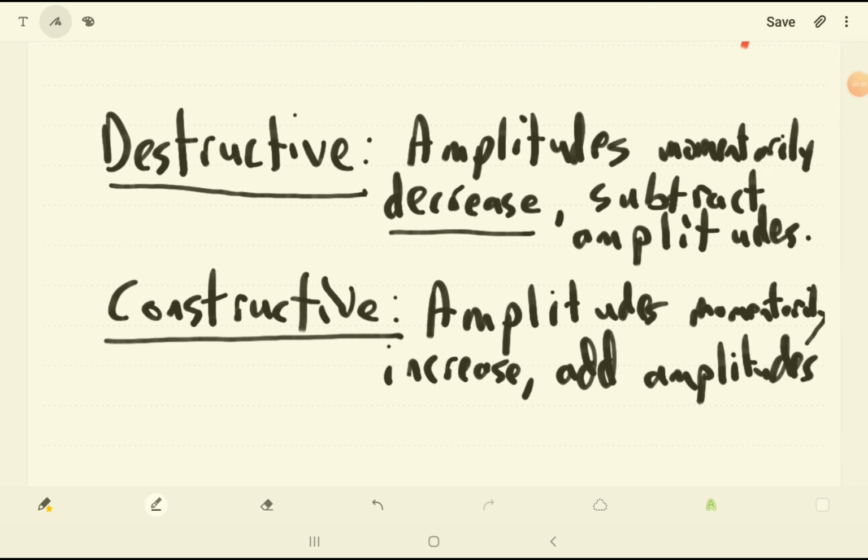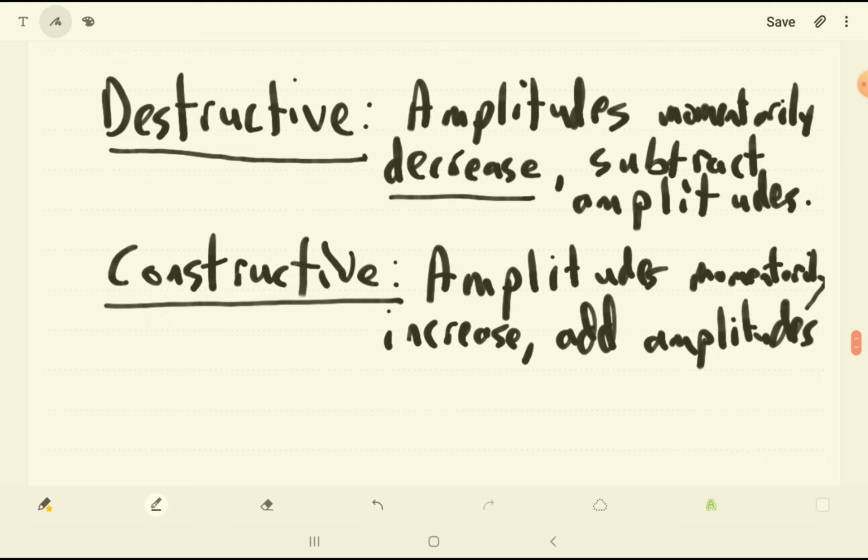And so long story short, when there's destructive interference between 2 point sources that are generating waves, your amplitudes are going to momentarily decrease as they cross each other. Then, of course, they keep moving and things go back to normal. And so you would subtract amplitudes. And for constructive interference, your amplitudes will momentarily increase as they go past each other. And so you would add the amplitudes.